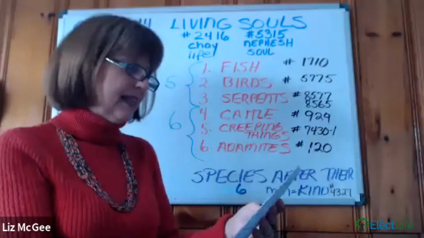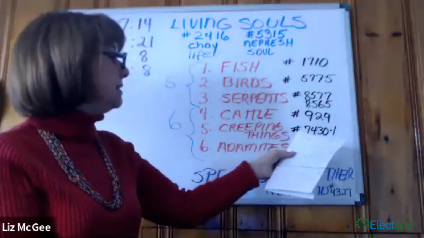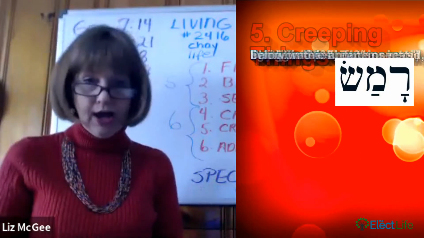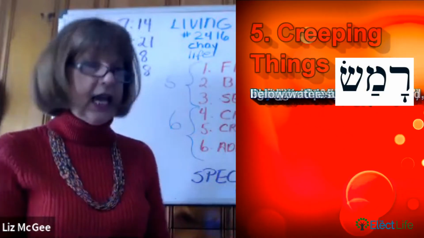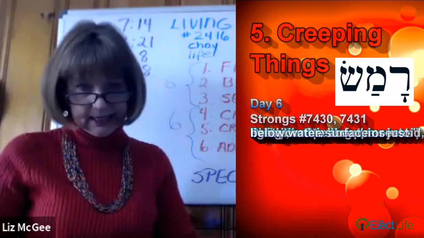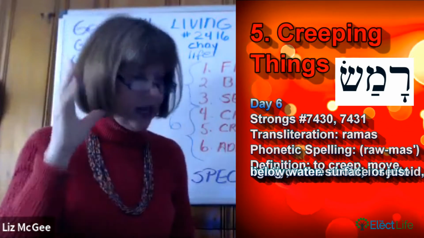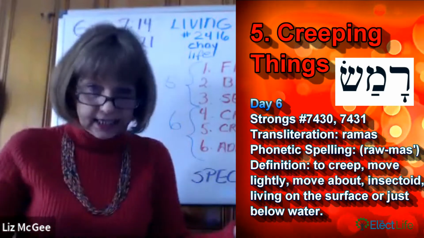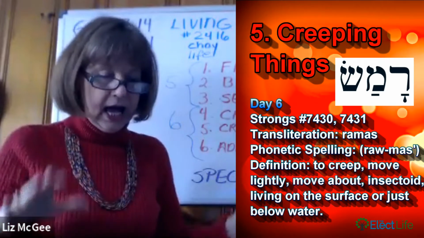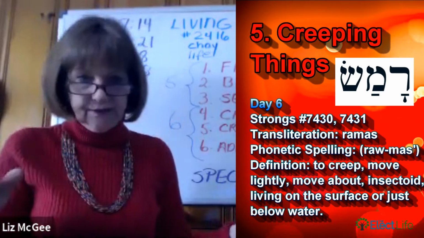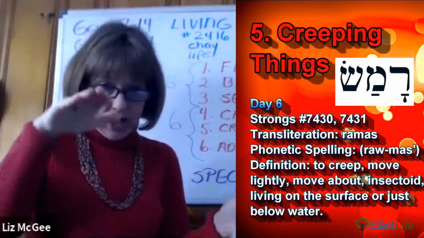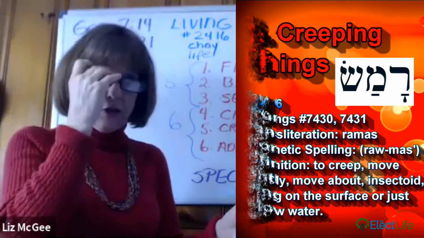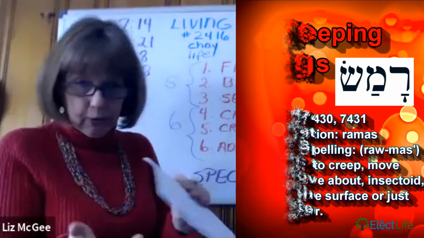Okay? And creeping things, it's the words 7430 and 1. Ramez or Ramez. They are creeping things. All right? So, just think, we got this whole level. It includes reptiles and insects. It's this whole species of things that live really very on the surface of the earth and on the surface of the water and maybe just a little bit below.